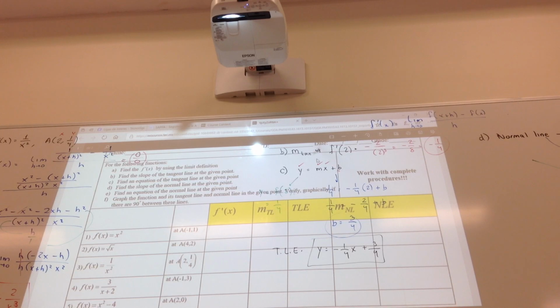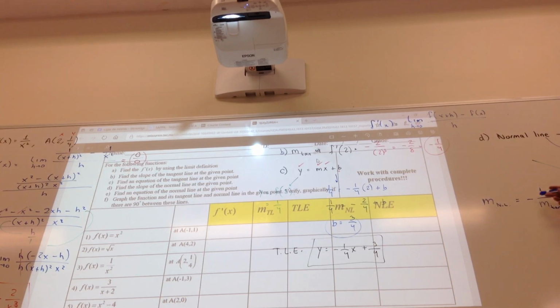Now the question is, how can I find the slope of that normal line? Not the same, because if you observe, exactly. The slope of the normal line is always going to be equal to the negative reciprocal of the slope of the tangent line.